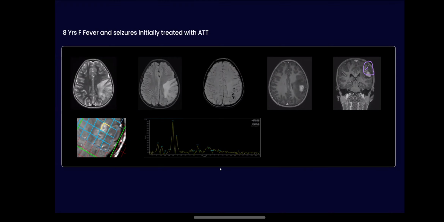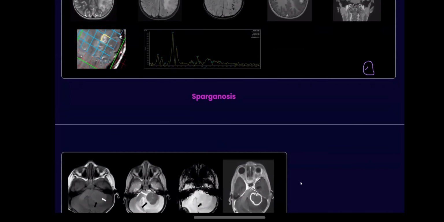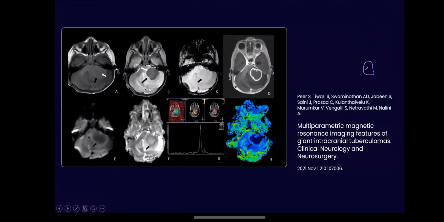So moving on, again, this is giving me some trouble. Sorry about this. Yeah. Now, this is a giant tuberculoma.